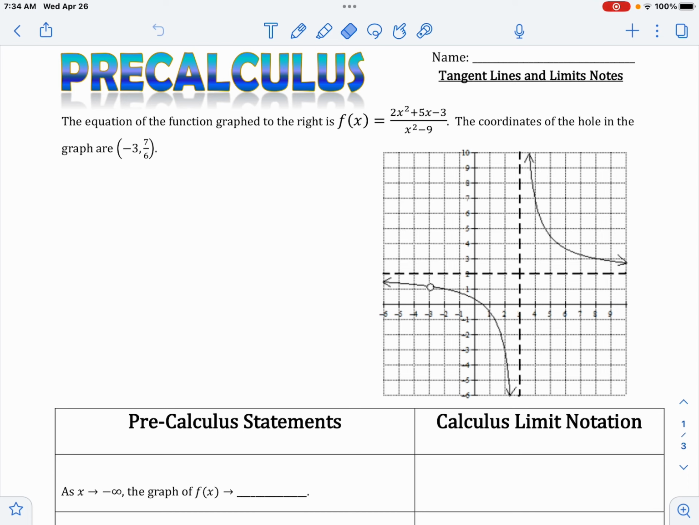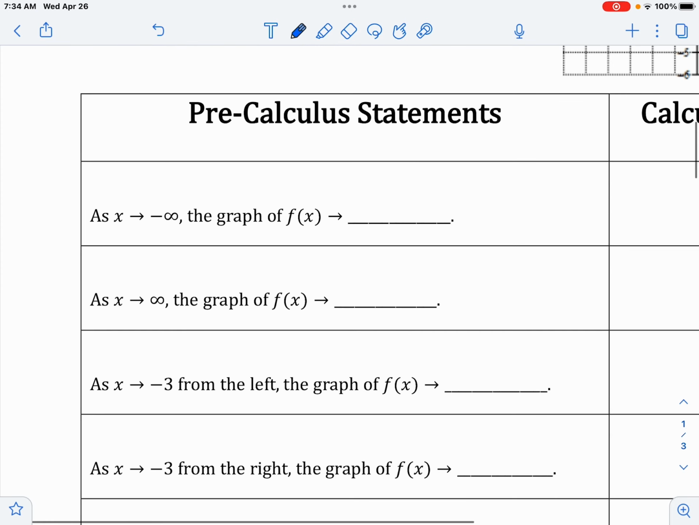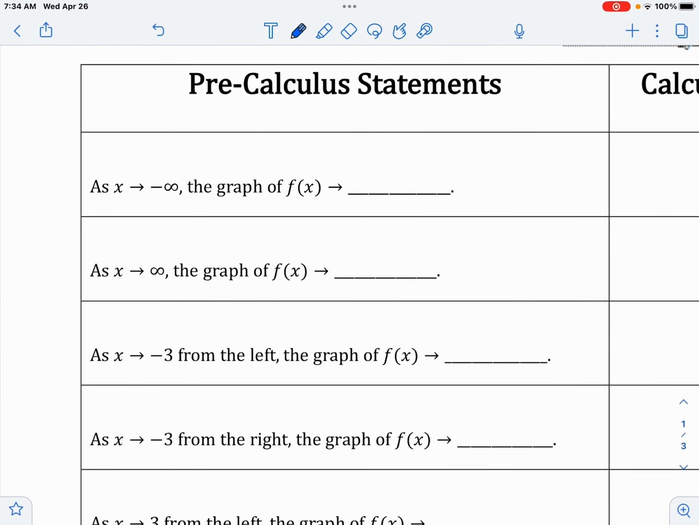The coordinates of the hole on the graph are at negative 3, 7/6. You can see right here there's a hole in the graph, and this point is negative 3, 7/6. All right, so we have some pre-calculus statements. These are statements that we would say out loud, and this is how you could write them.